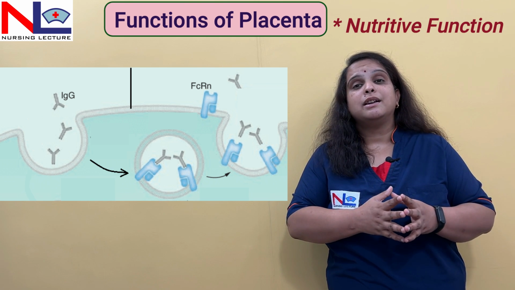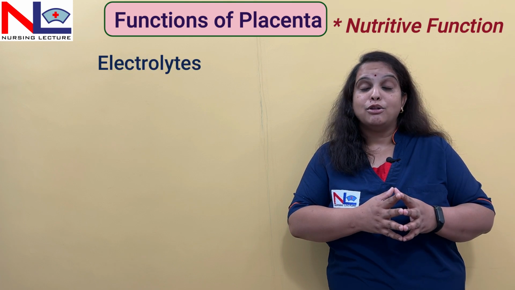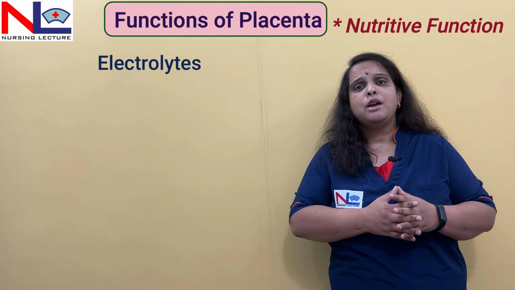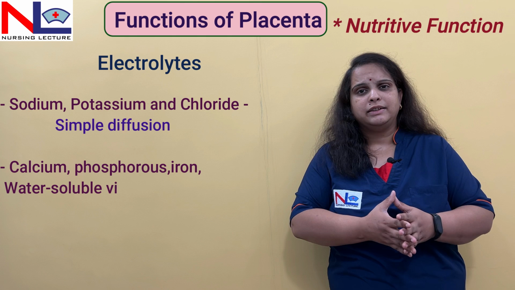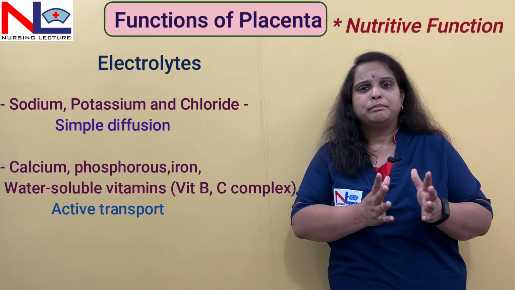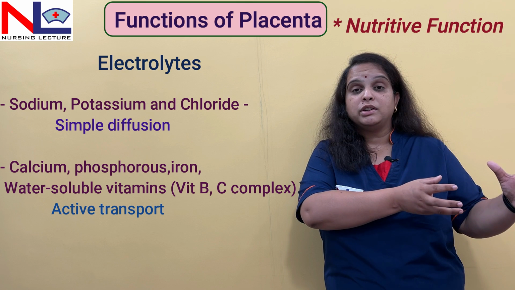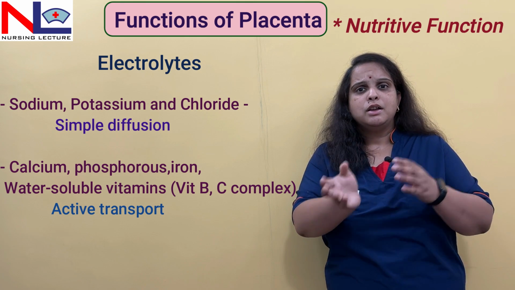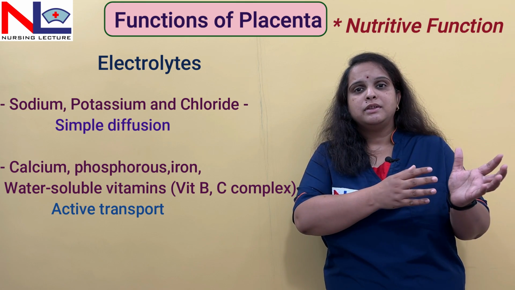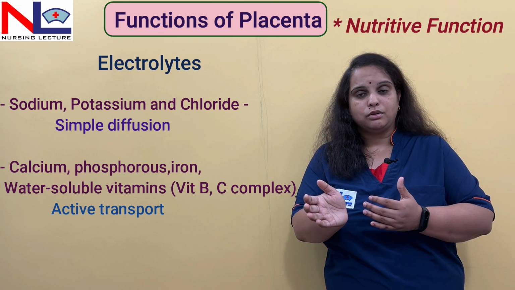Apart from that, some electrolytes can also be transferred across this membrane, where sodium, potassium and chloride can easily transfer by the process of simple diffusion, where the concentration is higher toward the mother and lower toward the fetus. So from higher to lower concentration, by diffusion they can easily cross.